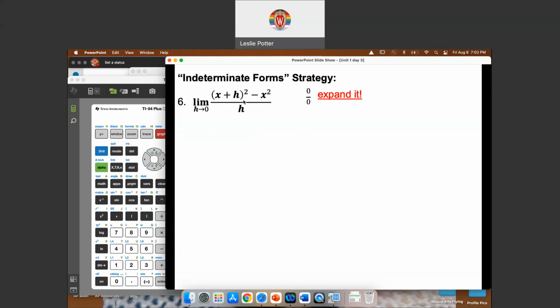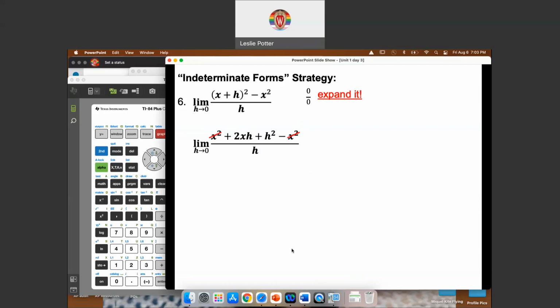I'm going to expand this. X plus h quantity squared. I'm going to FOIL this out, right? It's going to be x squared plus 2xh plus h squared. So I'm going to do that, minus x squared, right? Because that's right there over h. Okay, so what can I do for simplifying? Look at this. This and this go away. They're opposites. So now I'm down to this.